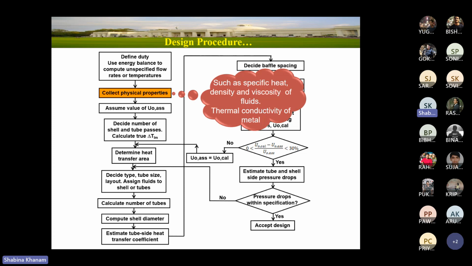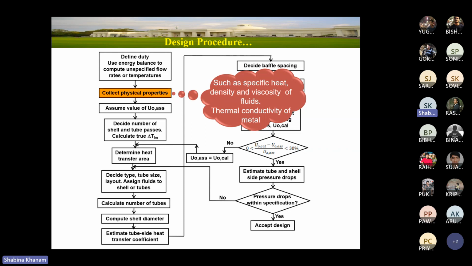Now how will you do further? If you know the specific heat of one fluid, inlet and outlet temperature and mass flow rate, you can define the heat duty now. Next is how to find the unspecified temperature or unspecified flow rate by making an energy balance. MCp dT of one fluid should be equal to MCp dT of the other fluid. When you consider the other fluid, you need to collect the Cp value and the other physical properties for it also.